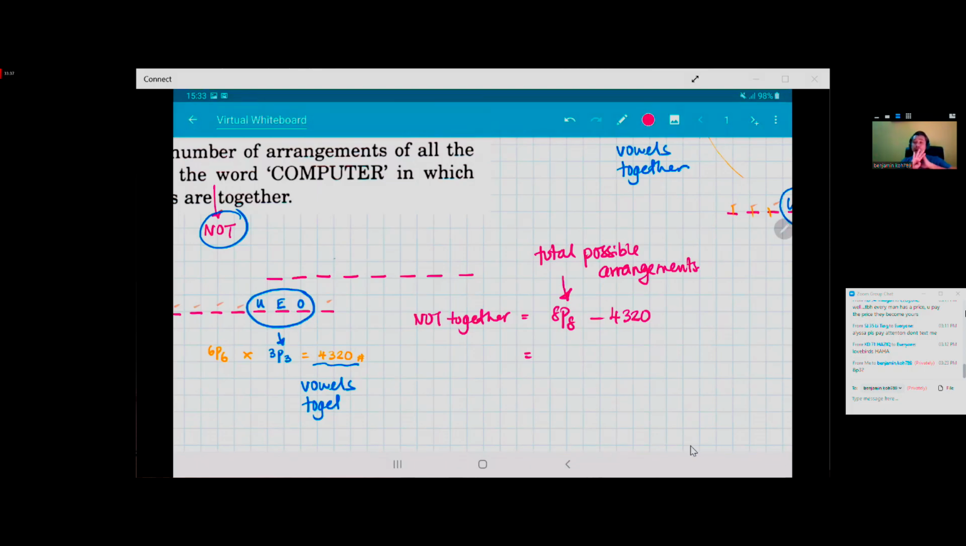Okay, so again I repeat. 8P8 ialah semua susunan. That means sama ada huruf vokal tu together or separated, all the arrangements. So I minus 4320. Why? Because 4320 is the number of arrangements where the vowels are together. So when you take the total and minus when they are together, the balance will be when they are not together. It's the other way around, terbalik. So when they say not together, you find the together first, you find the total, and then you minus. You understand this? That is a simple trick to find your answer, instead of doing one by one, which is ridiculous.